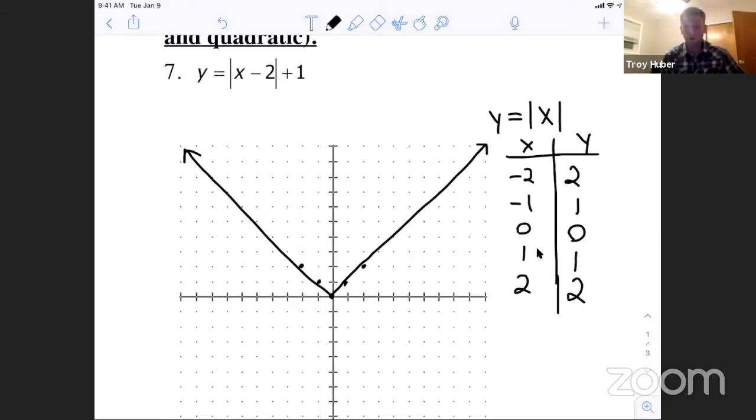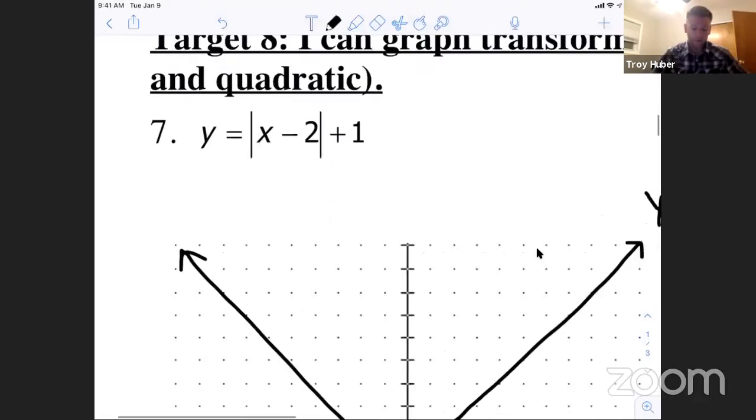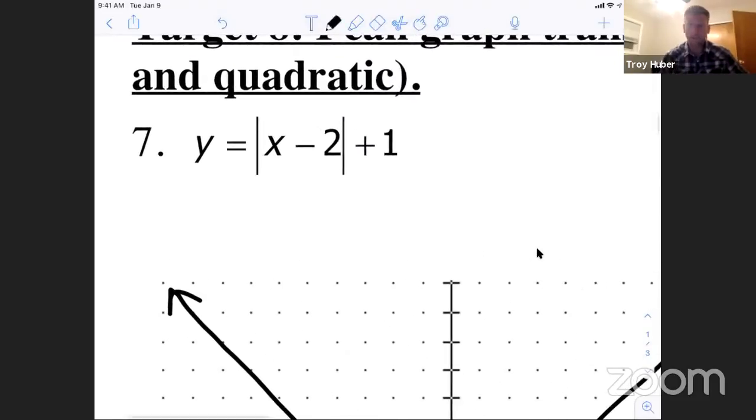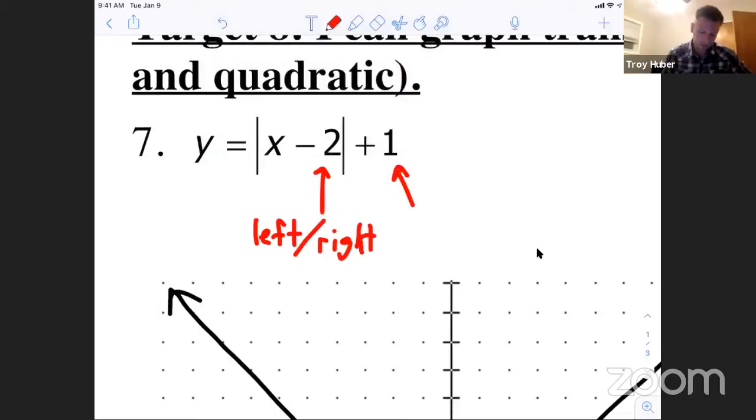But now we're going to talk about some transformations. Okay, so this looks a little different. It's got a couple elements added to it. The first is this -2, and the second is this +1. All right, so if we ever have something within the absolute value, like that -2, that's going to tell me if the graph shifts left or right. And then outside of your absolute value is going to tell you if that graph shifts up or down.